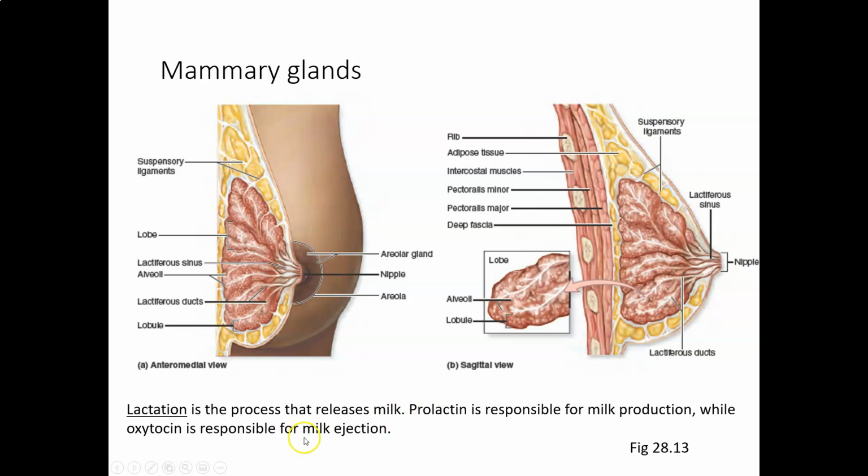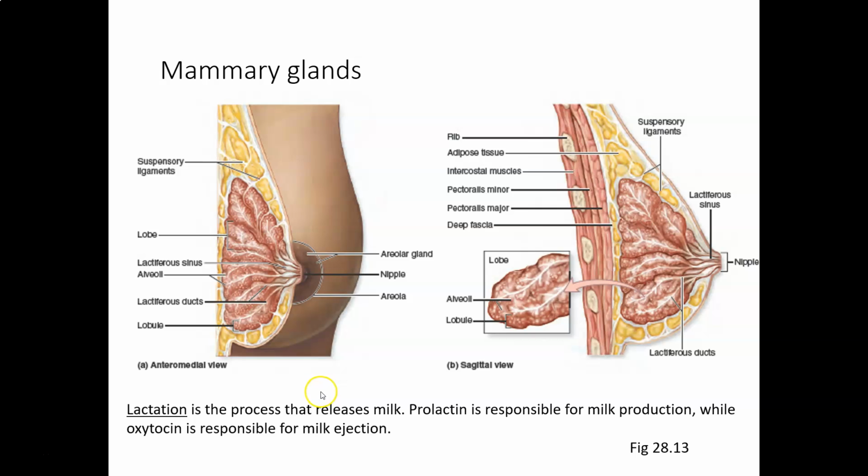So you need both hormones to be able to lactate. If you have only one and no milk production, there's no milk coming out. If you only have prolactin but no ejection of the milk, lactation won't happen either. We are going to talk about the lactation regulation later, in the next lecture too.